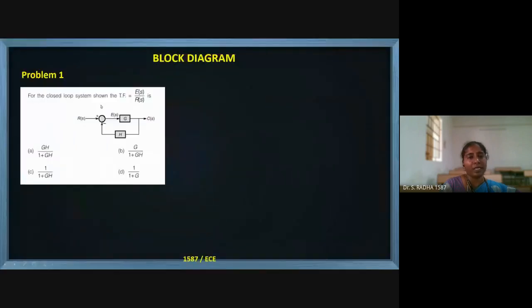We have to find the transfer function. You can see this is negative feedback. In the case of negative feedback, when minus sign is there, the transfer function equals G by 1 plus GH.